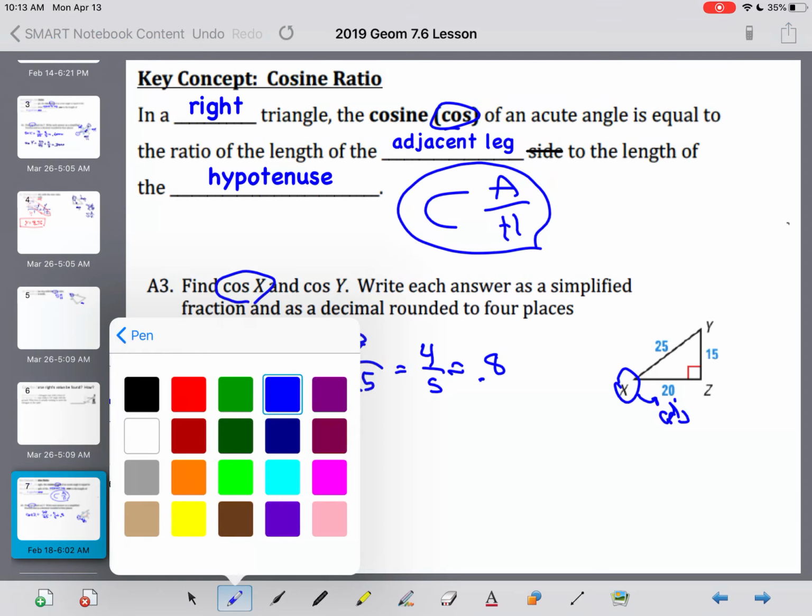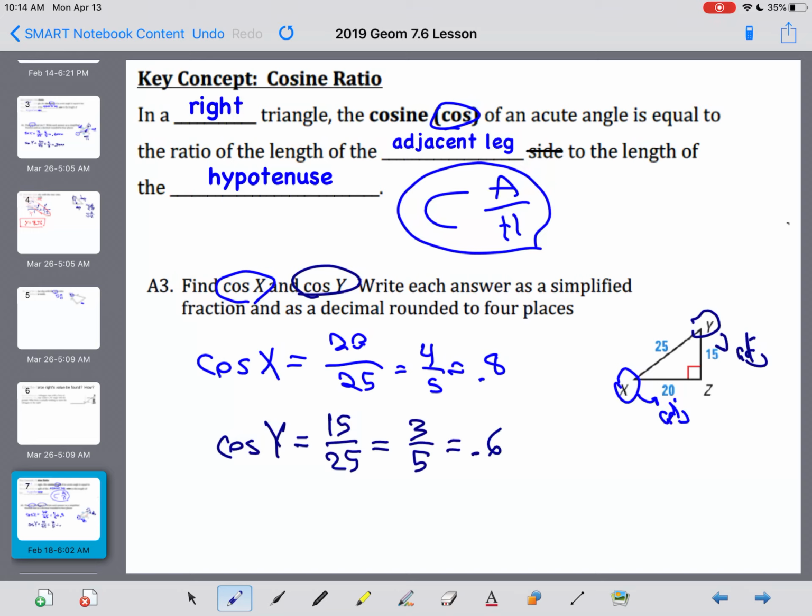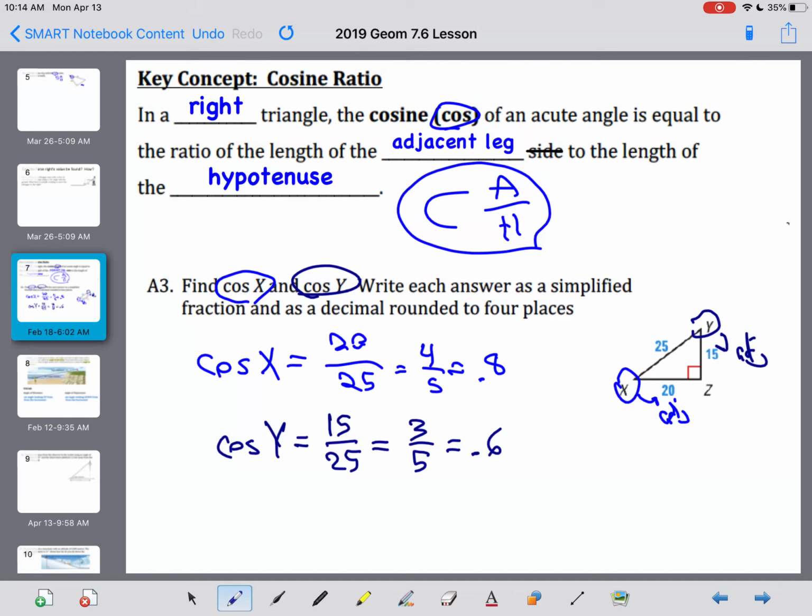If I go ahead and take a look at the next one for the cosine of big Y, here's y. Now here's the adjacent in reference to that angle. So I get 15 over 25, which equals, after dividing the 5s out, 3/5. So very similar to the sine, except we have a different kind of combination here.